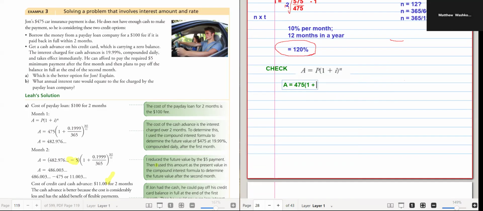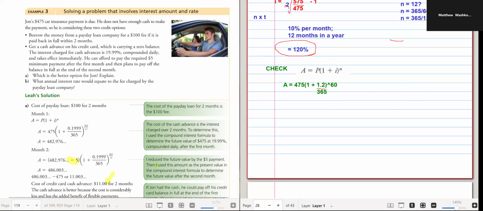What is this? So the interest was, what was it? I said it was 120%. So that'd be 0.12 to the power of n. Wouldn't be 2 though. Remember, it's compounding daily for 60 days. And it's compounding 365 times a year.